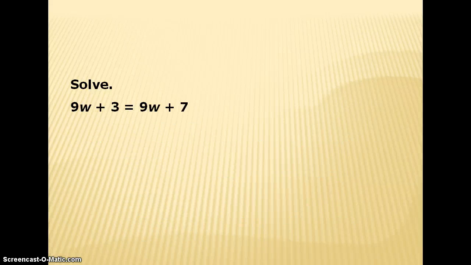9w plus 3 equals 9w plus 7. Just thinking about this equation for a minute, if I have 9w on both sides and I add 3 to one side and add 7 to the other, does that seem like it'll be a balanced equation to you?